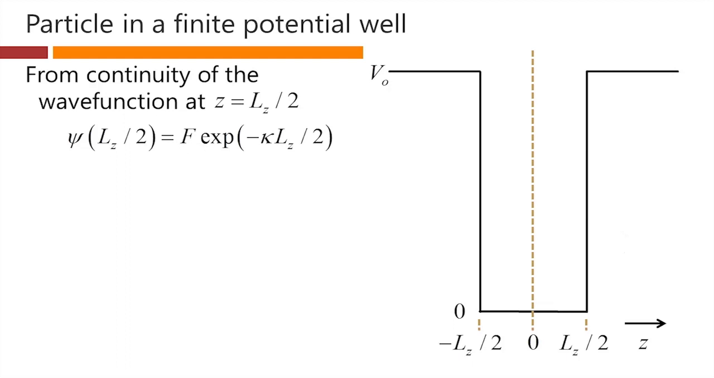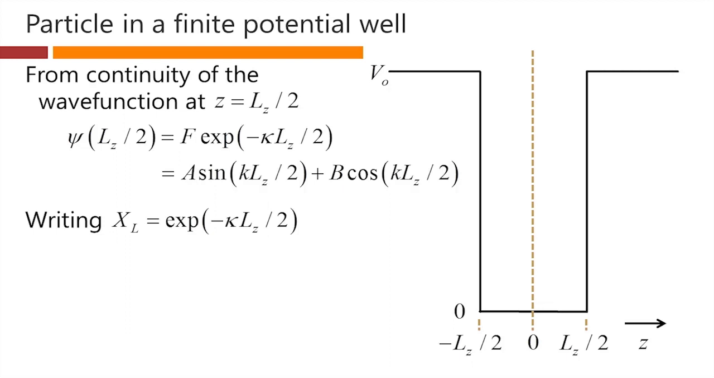just on the right-hand side of the barrier. It's going to start out like this. And just on the left-hand side of the barrier over here, we're going to have some combination of sine and cosine-like wave functions. To simplify our writing, instead of writing e to the minus kappa Lz over 2, we're going to write instead x sub L. And instead of writing sine k Lz over 2, we're going to write instead just s sub L. And instead of writing cos k Lz over 2, we're going to write just c sub L.